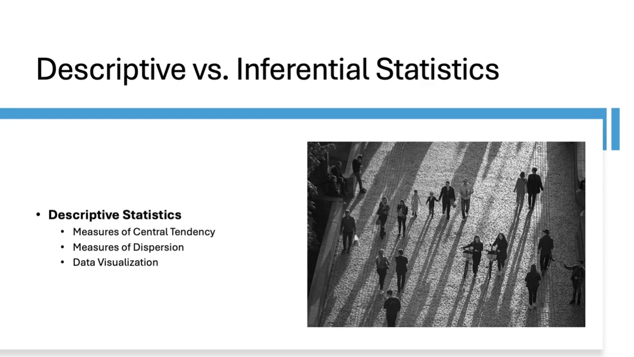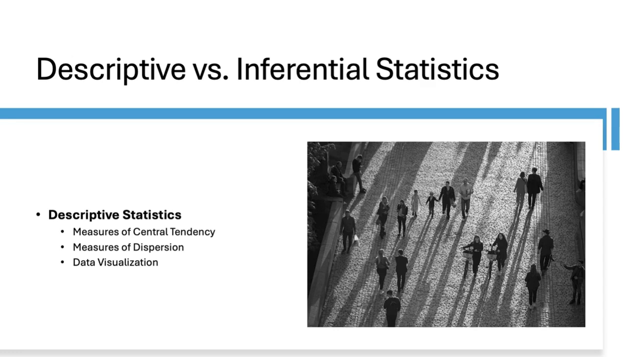Now let's talk about the two main branches of statistics, descriptive and inferential statistics. Descriptive statistics helps us organize and summarize data using the measures of central tendency, which we will cover in more detail, but that includes the mean, median, and mode. Descriptive statistics also uses the measures of dispersion, which are range, variance, and standard deviation, and we will also cover this in detail. We would also want to use data visualization, such as histograms, pie charts, and box plots, to actually see what the data is telling us and to be able to interpret the data.